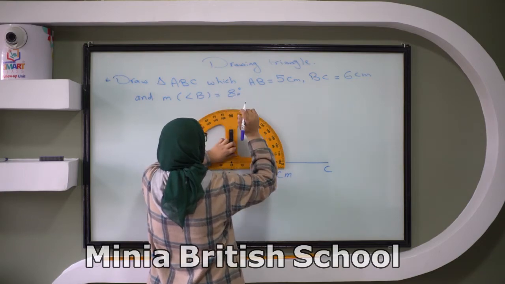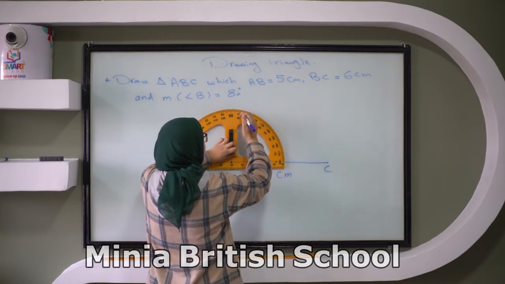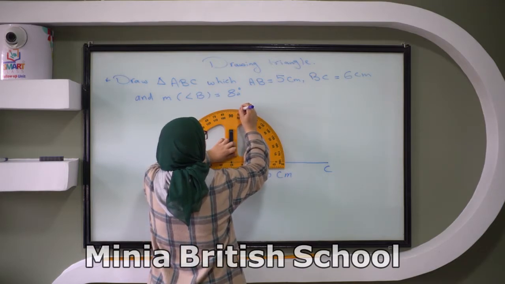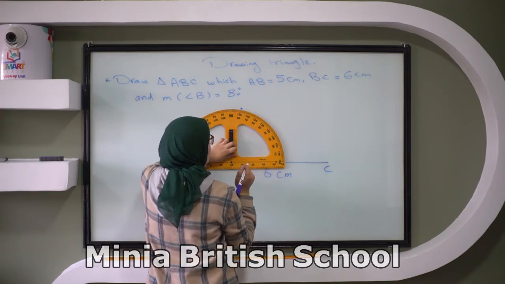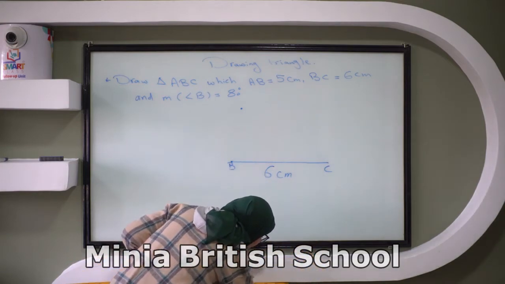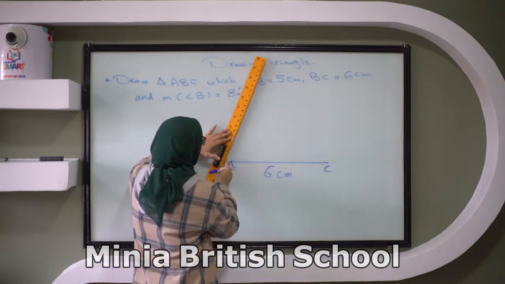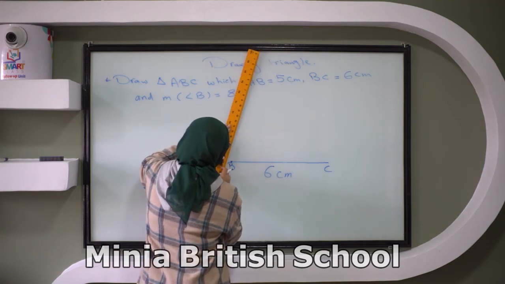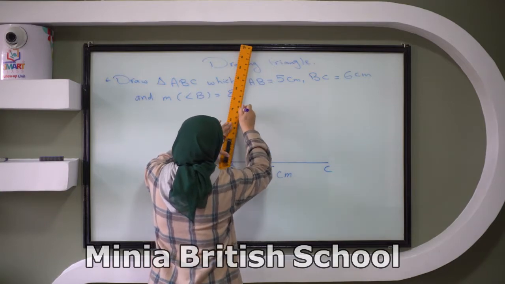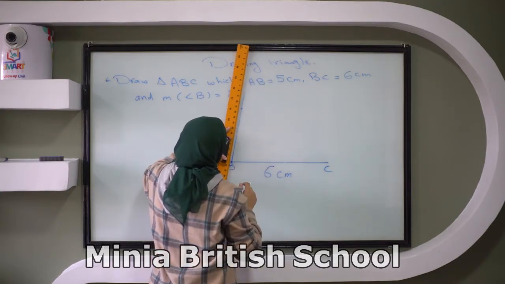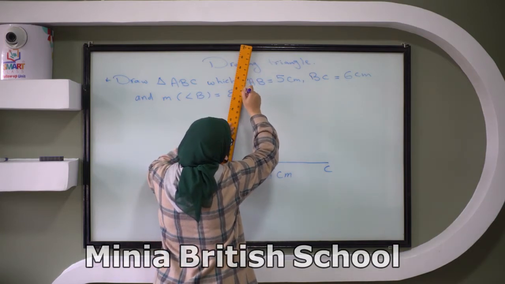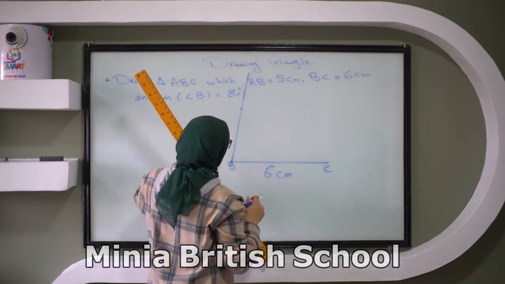Angle B equals what? Equals 80. So I will count from 0 until I reach 80. Where is 80? 80 is here. So I will put what? A dot, just a point or dot. Here means what? Here means 80. Then what will I do? Then I will join this vertex with this dot. I will make a long line. Yes, like this. It's the longest one.